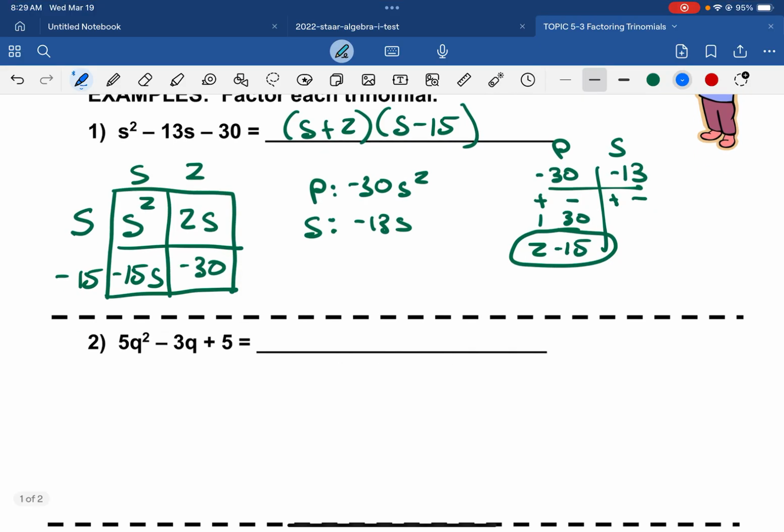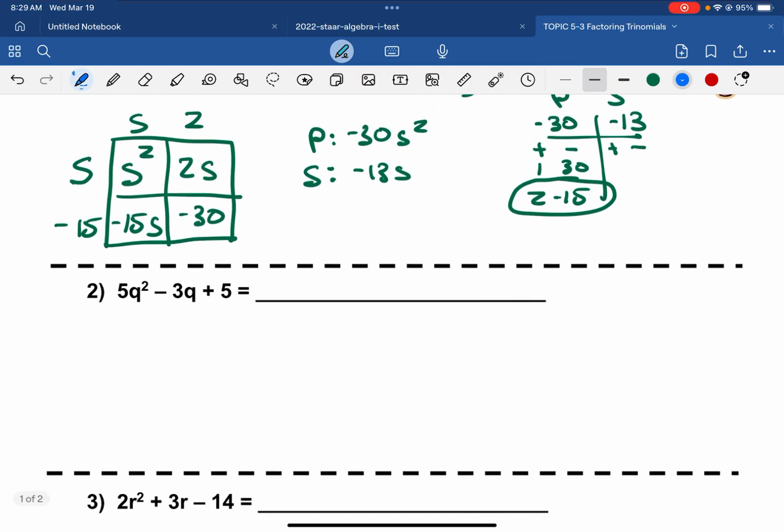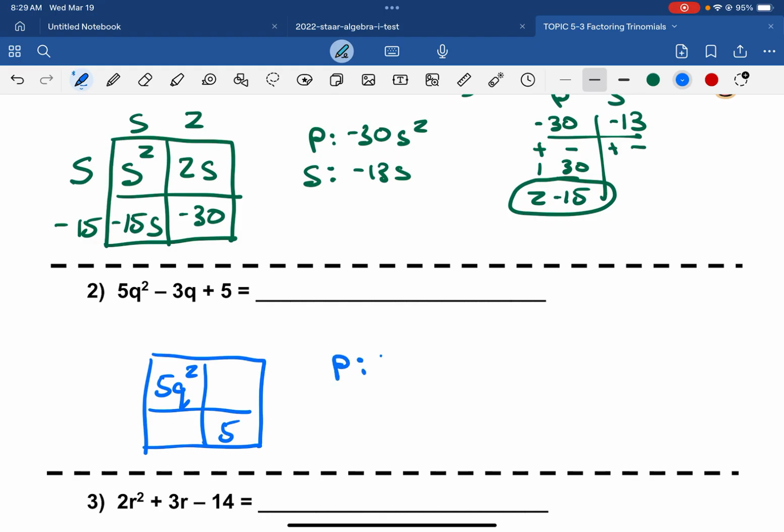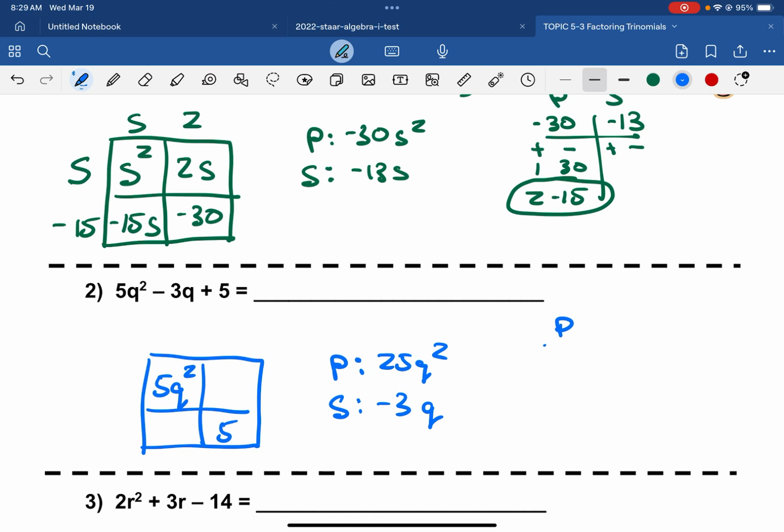All right, let's look at number 2. So first check for greatest common factor. Well, there's not a greatest common factor, so I'm going to fill up my box. This is my 5q squared. This is 5. I need numbers that have a product of 25q squared and a sum of negative 3q. So a product of 25 and a sum of negative 3. In order for them to multiply to give me a positive number and add to be a negative, they both have to be negative.